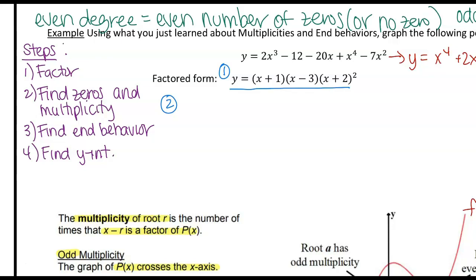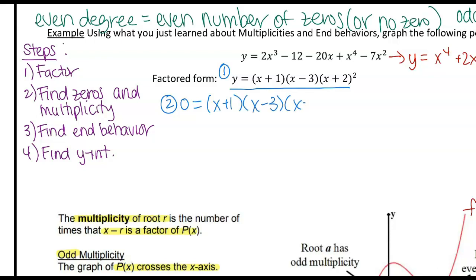In order to find my zeros or multiplicity, Hussein, what do I need to do? To find my zeros, let's start simple. How do I find zeros from my factored form? Equal all of the what? Yeah, all of the binomials in that parentheses. All your binomials.